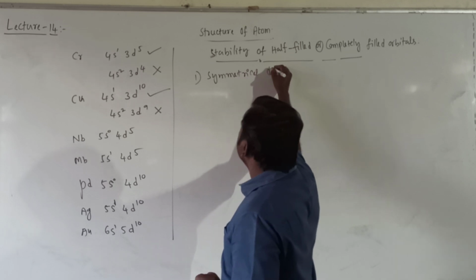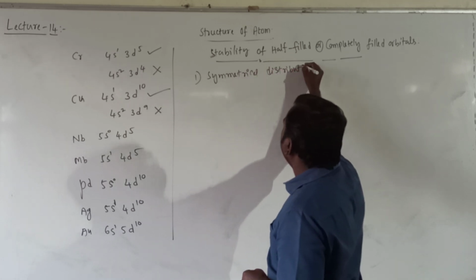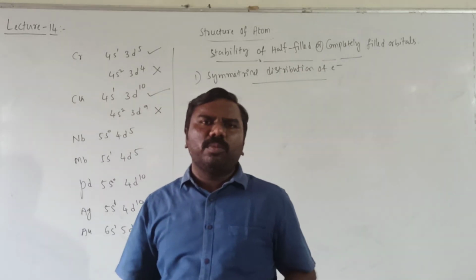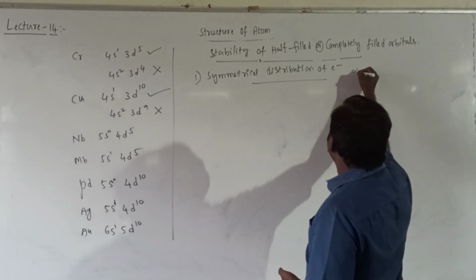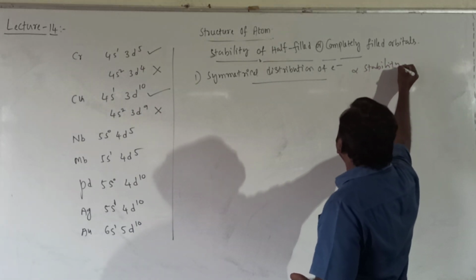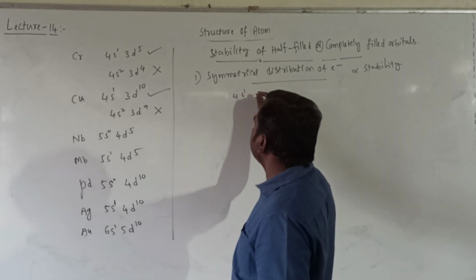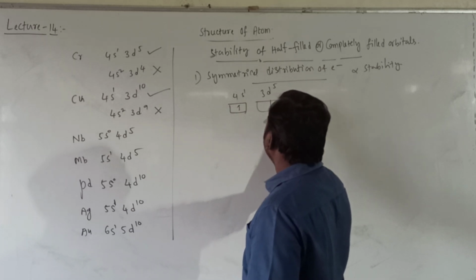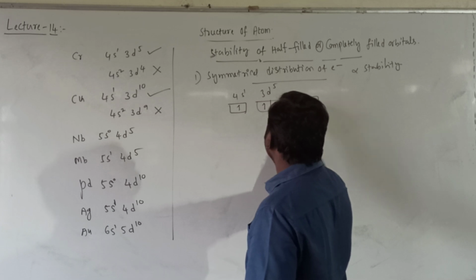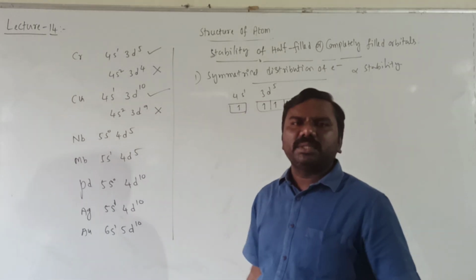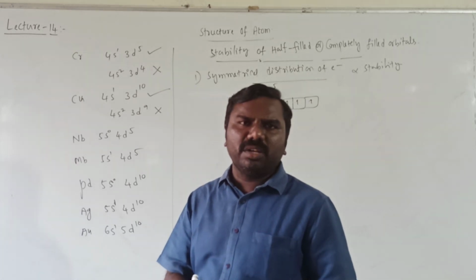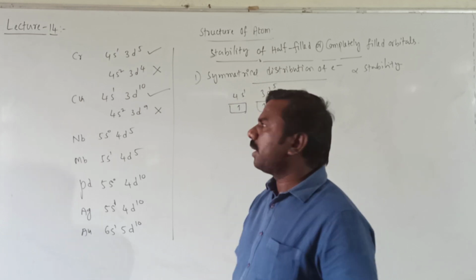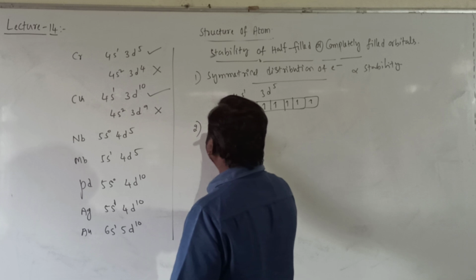Symmetrical distribution of electrons. It means electrons are equally distributed, so obviously stability is more. That is directly proportional to stability. For example, 4s1 3d5: electrons are equally distributed in all these orbitals 1, 2, 3, 4, 5, like this. Because of symmetrical or equal distribution of electrons in various atomic orbitals, the atom will be more stable, the configuration is more stable.